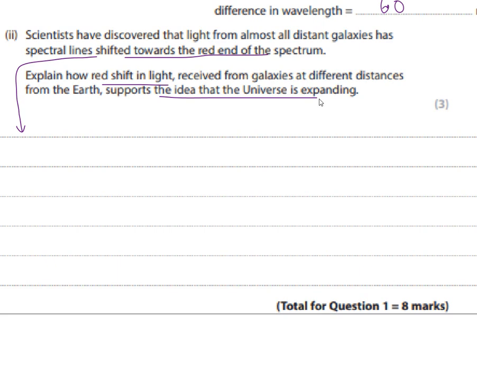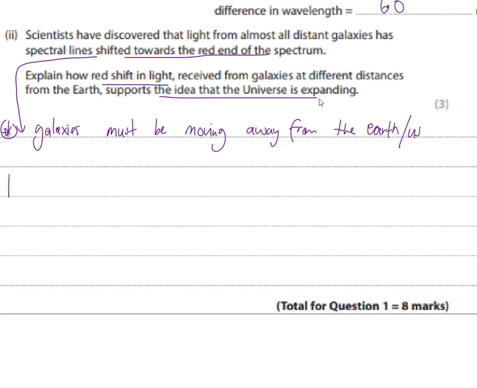So it tells us that galaxies must be moving away from the Earth slash us. Yeah, that's the first mark. Okay, because the fact that they've been redshifted tell us that they are moving away from us. Okay. Now, what else do we know?